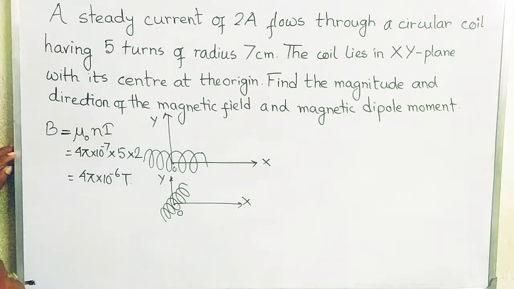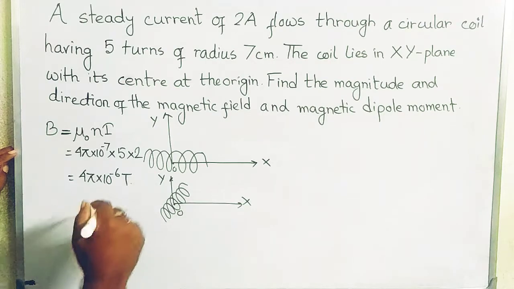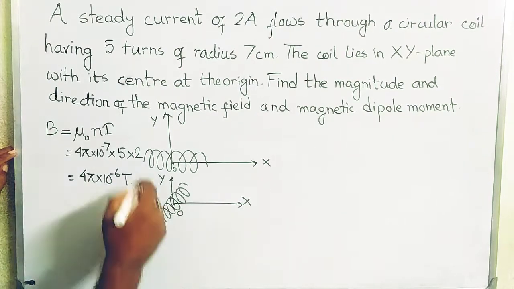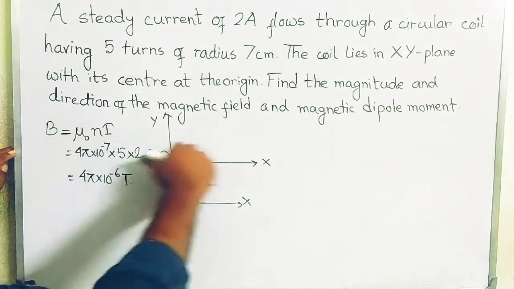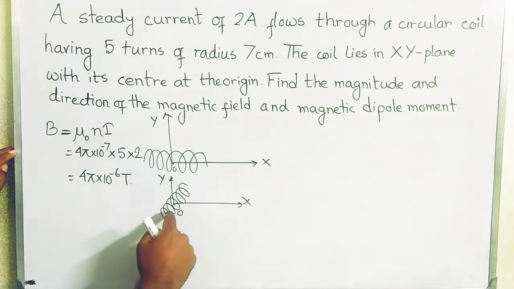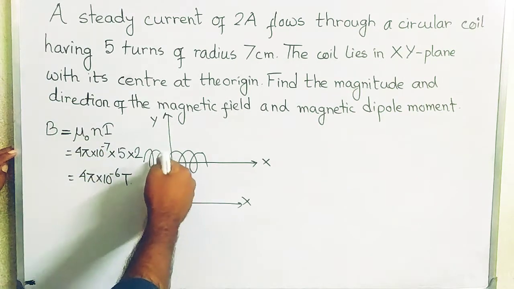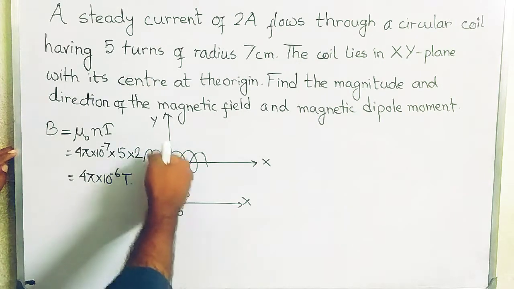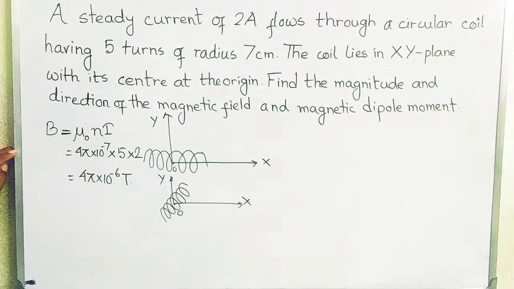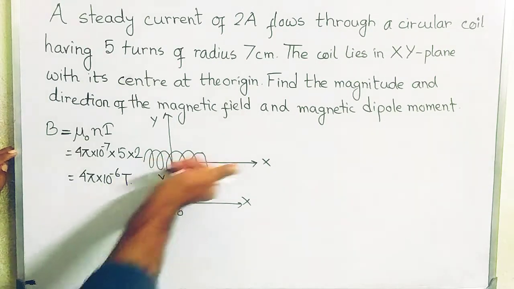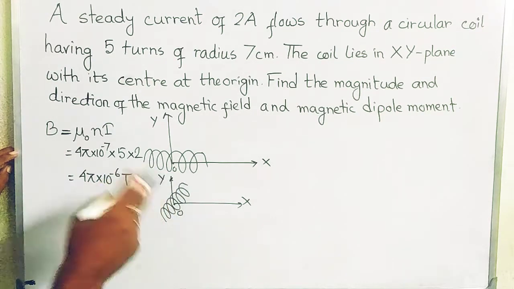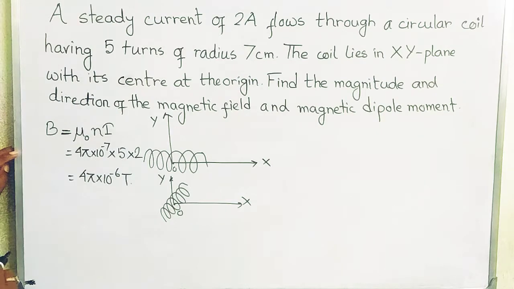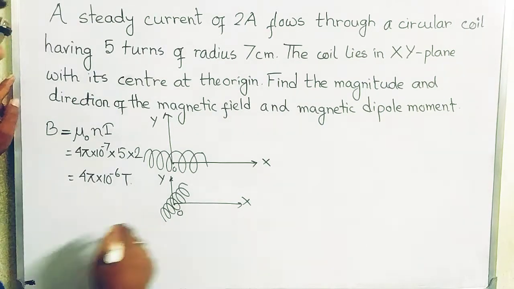Now we have to find out the direction of the magnetic field. To find out the direction of the magnetic field, we have to consider the direction of the current. If I consider current is flowing this way, then the magnetic field is along the negative x-axis. If I consider current is in this way, then the magnetic field will be along the positive x-axis. So depending on the direction of the current flow, the magnetic field of this circular coil can be changed. So that we have to write.